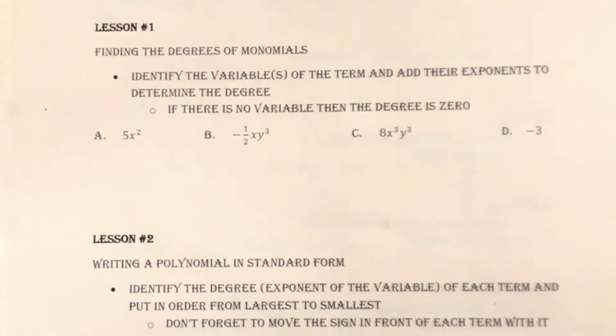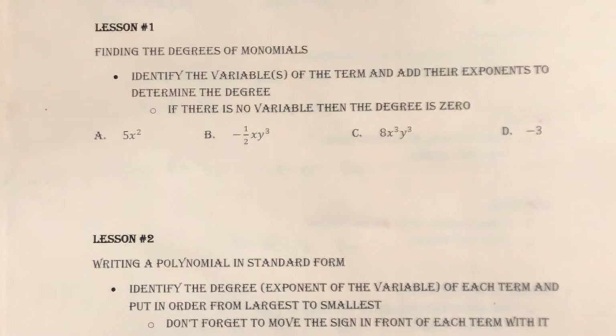All right, guys, let's take a look at lesson number 1, which is all about finding the degrees of a monomial. Now, if you'll remember all the way back to our vocabulary early on, we talked about that the degree of a monomial is determined by the sum of the exponents of the variables. Now, if there's only one variable, that means that that's the only exponent, and so that's the degree of our monomial. So on these 4 examples they've given us, we need to identify the variables of the term first, add their exponents to determine the degree, and then just remember if there is no variable, then the degree is 0.